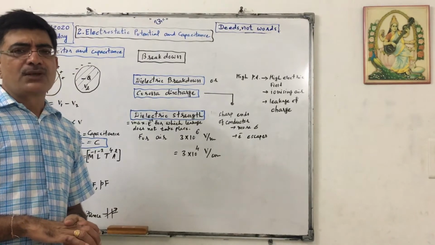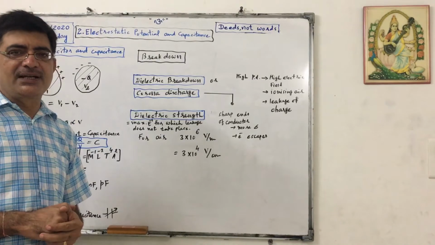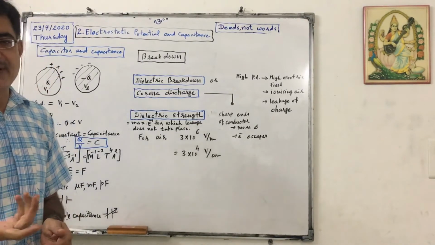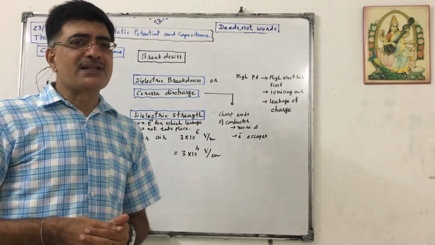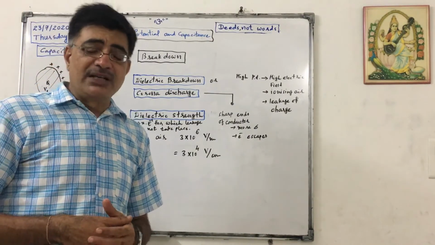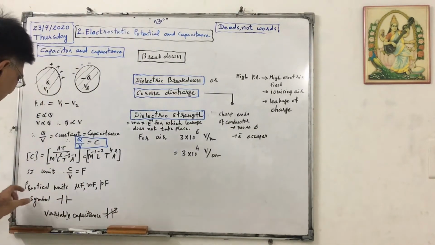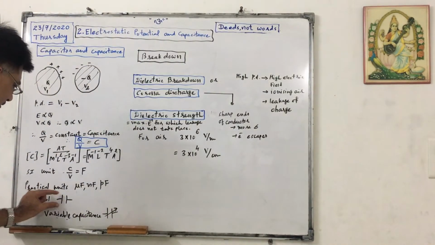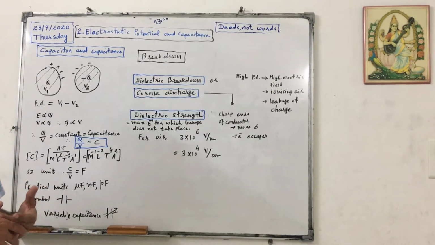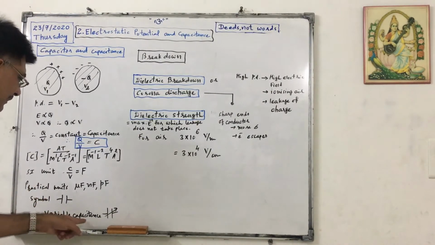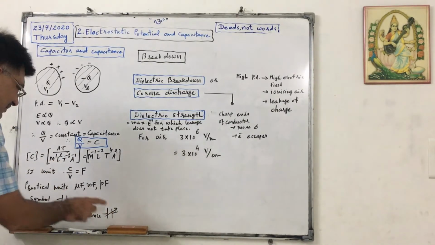So the practical units are microfarad, nanofarad. Micro means 10 raised to minus 6, nano means 10 raised to minus 9, pico means 10 raised to minus 12. This is the symbol of a capacitor. And if its value can be changed, then it is called a variable capacitor. In that case, an arrow is drawn on the symbol.